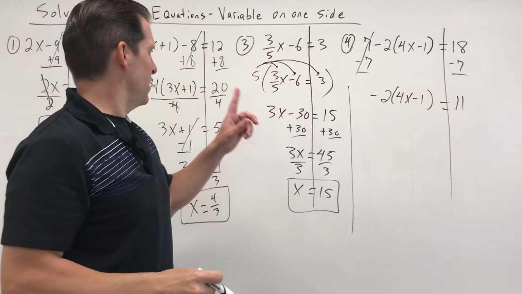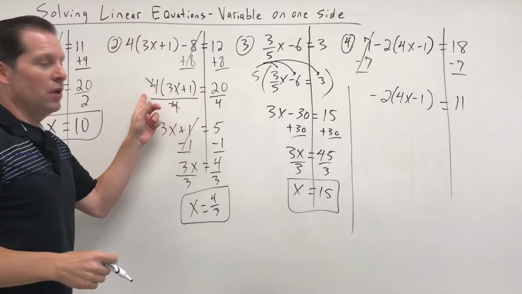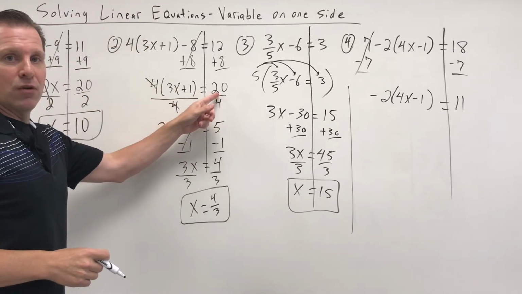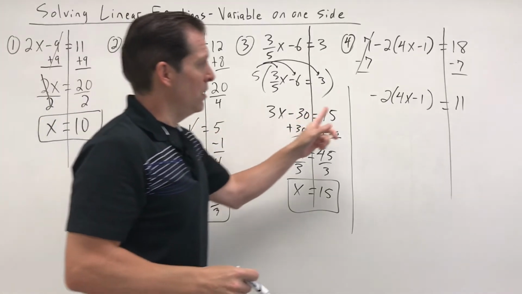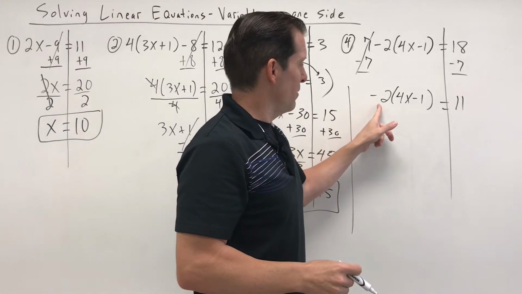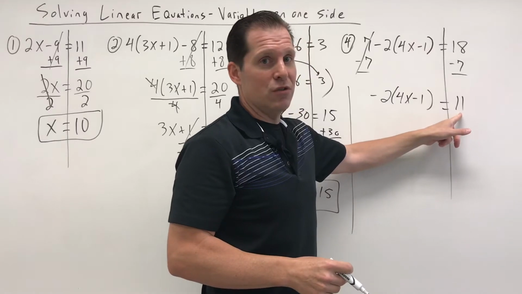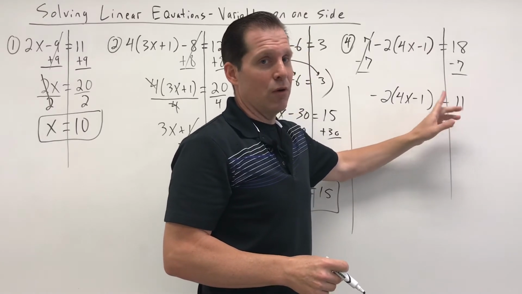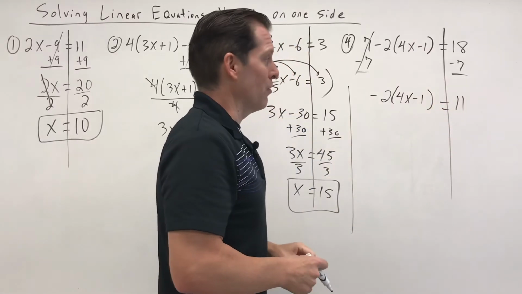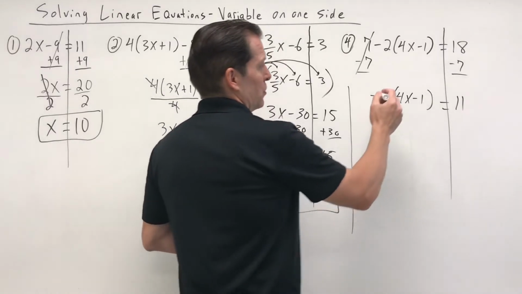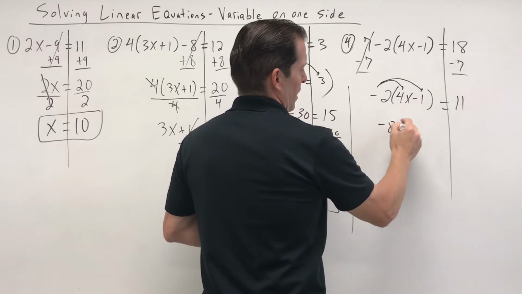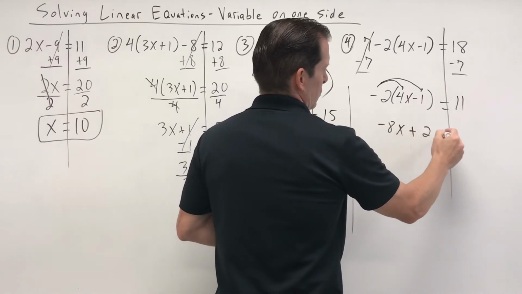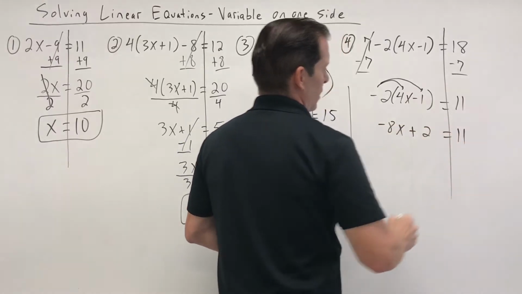Now, remember what I said in problem number 2. If you can divide and it works out evenly, go ahead and do it. If it doesn't, you probably don't want to do it. Well, I'm going to look here. If I divide by negative 2, 2 doesn't go into 11. So that's not going to work. I'm going to get a fraction. And I don't want to work with fractions if I don't have to. So I'm just going to distribute this. So that gives me negative 8x plus 2 is equal to 11.